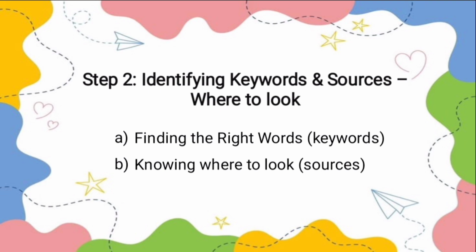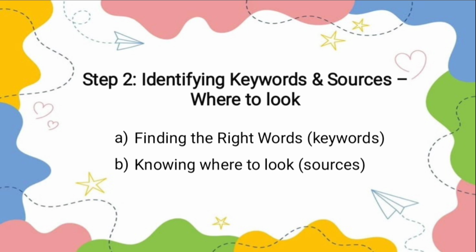This step is all about setting yourself up for successful research. It has 2 key parts. The first, finding the right words or keywords. Second, knowing where to look, sources. Let's start with finding the right words. Think of keywords as the search terms you'll use to find information. To find the best articles for your literature review, you need to figure out the most important words and phrases related to your topic. Why does it matter? Good keywords help you find relevant information quickly and avoid getting lost in irrelevant results.